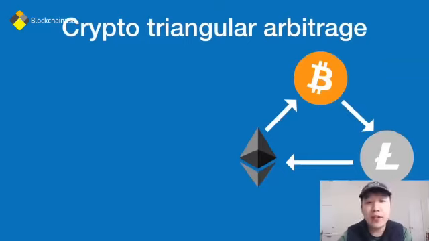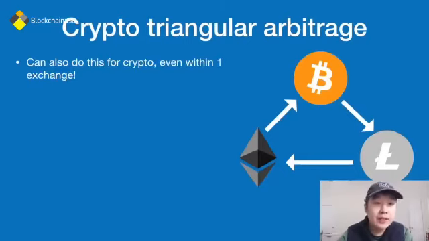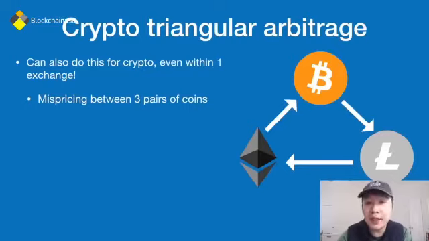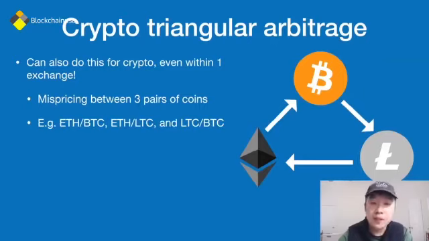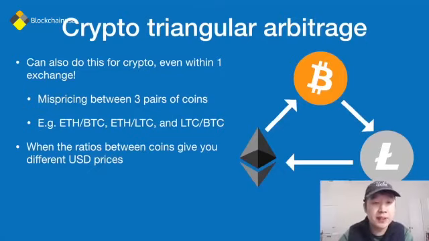Now you can also do this triangular type of arbitrage with crypto. Even within one exchange, you can apply this technique. So how does this work? Well, you're taking advantage of mispricing between three pairs of coins. For example, Ethereum Bitcoin, Ethereum Litecoin, and Litecoin Bitcoin. They kind of form a circle or a triangle, per se.